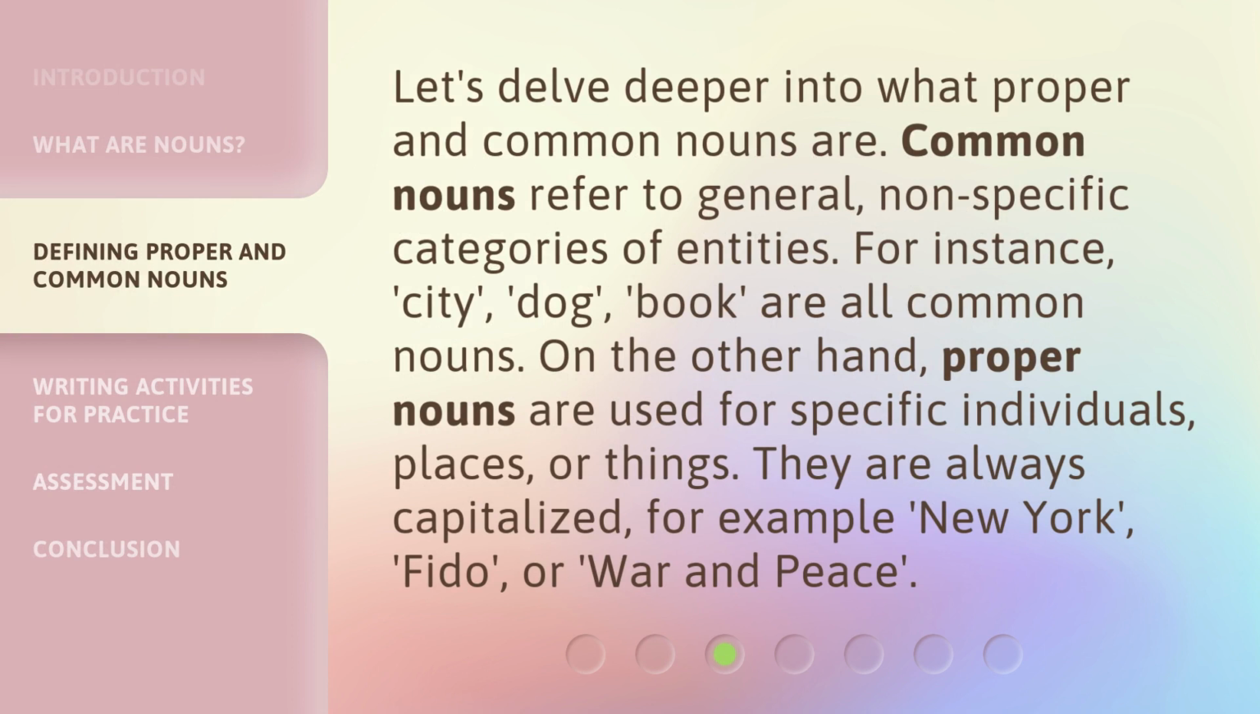Let's delve deeper into what proper and common nouns are. Common nouns refer to general, non-specific categories of entities. For instance, city, dog, book, are all common nouns. On the other hand, proper nouns are used for specific individuals, places, or things. They are always capitalized, for example, New York, Fido, or War and Peace.